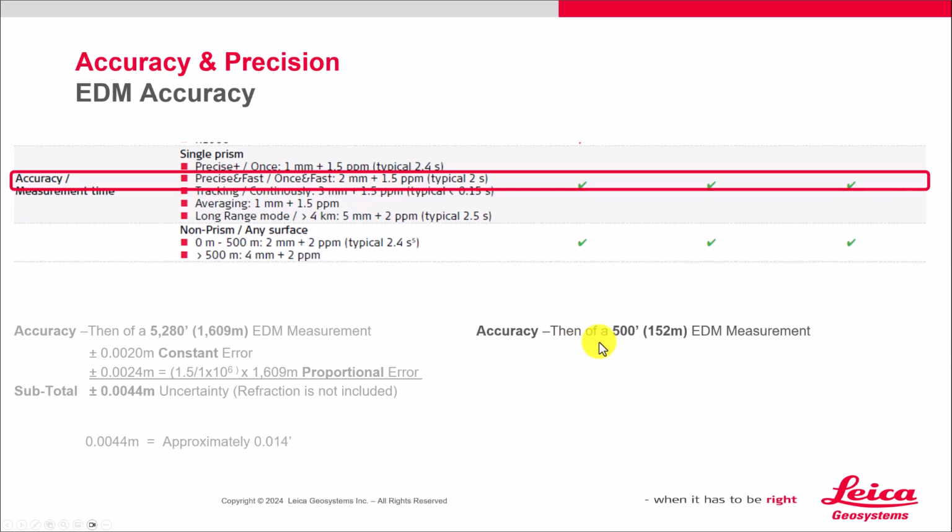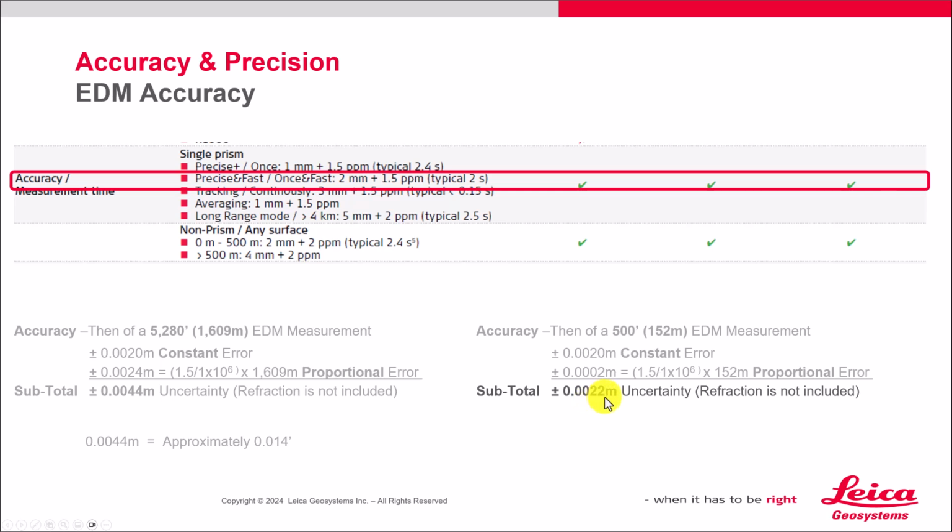Let's take a closer look at a topographic measurement. We know we're not supposed to shoot past 500 feet or 152 meters. Again, we have 2 millimeters of constant error, and the proportional 1.5 per million times 152 meters is 0.0002. So we have 0.0022 meters of uncertainty, and that is approximately 0.007 feet, or less than 1/100th of a foot.